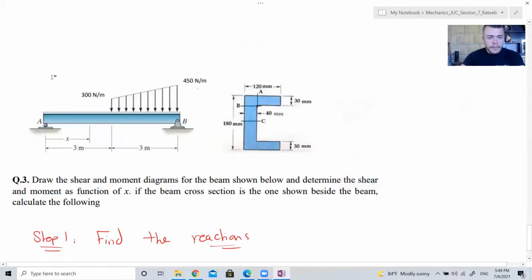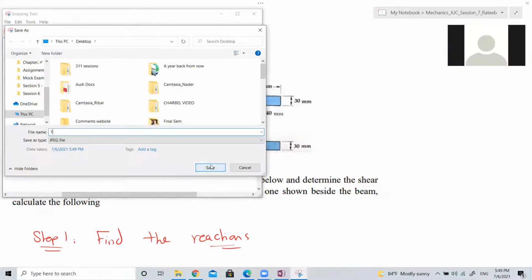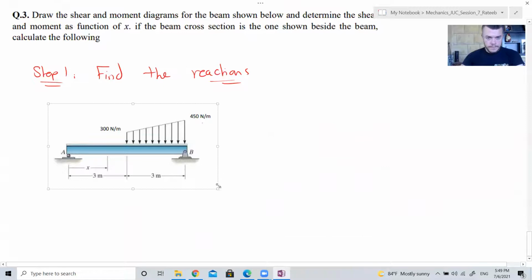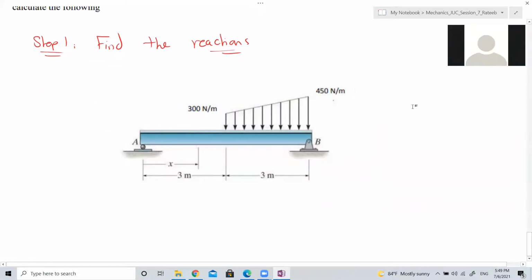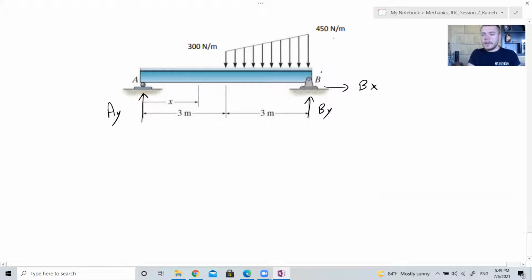You have this beam. How many reactions do you have? 3. You have a pin and a roller. The roller takes one and the pin takes 2, so it's a 3.